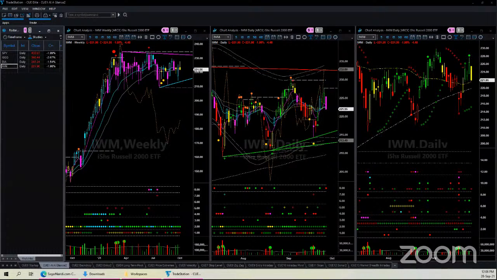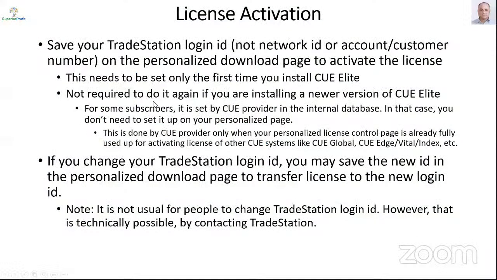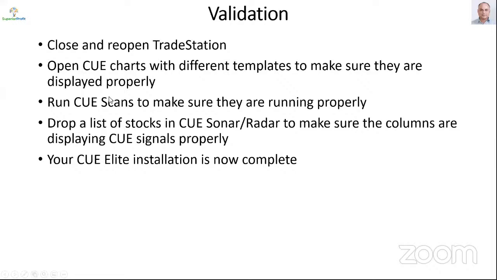That is how you activate the license. It is not specific to your computer. It is specific to TraceStation login ID. So we did that. License is activated now. Next step, validation. Close and open TraceStation. This is required. Always good to exit TraceStation, go back in again and see everything is working.